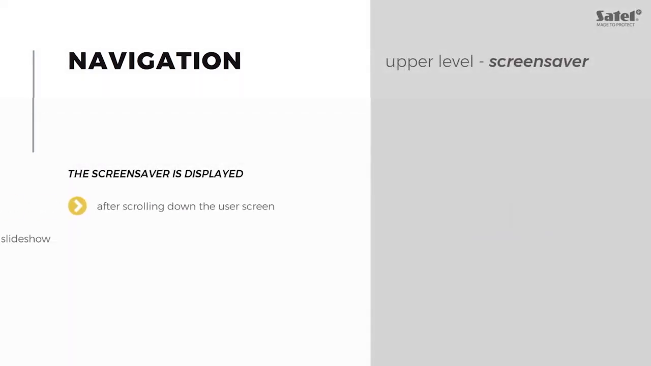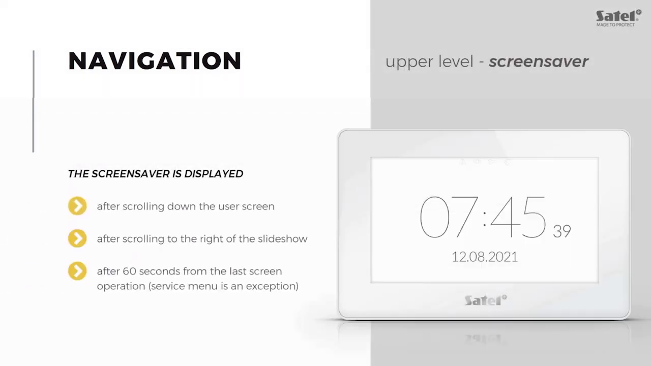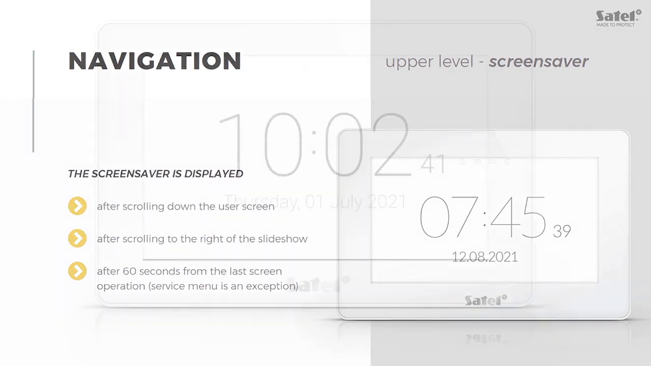The screensaver is displayed in 3 cases. When we scroll down the user screen, we can scroll the slideshow to the right, or when 60 seconds pass from the last operation on the screen. Take a look on what can be displayed, based on the system functions.